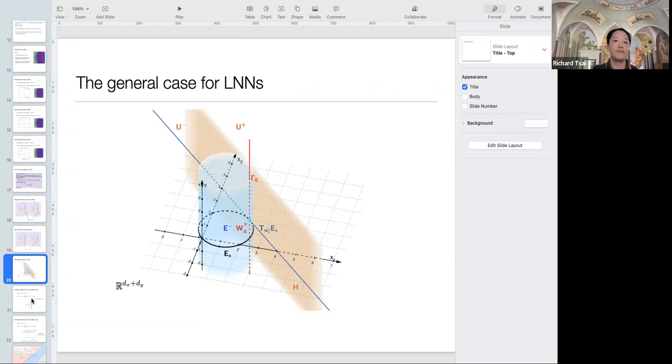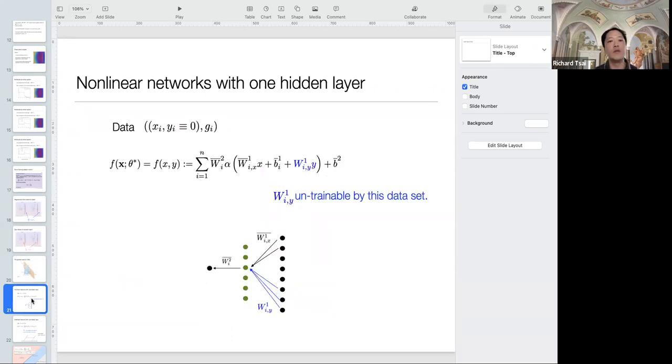Okay, now we move on to nonlinear networks, and we start out simple by considering a nonlinear network with just one hidden layer, and by considering the nonlinearity to be a particular but popular kind. Again, this is the data, and we assume that there's no noise. So this is the data set. And the kind of functions that we are going to consider is just this way.